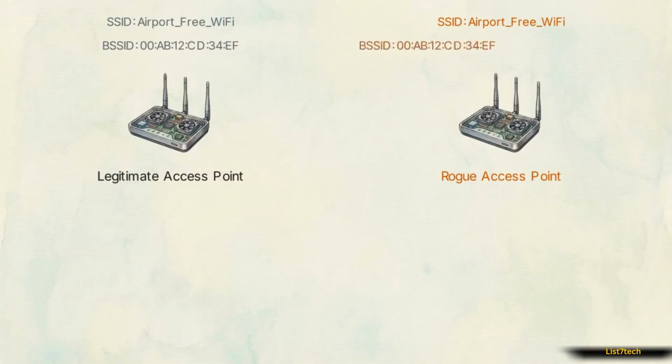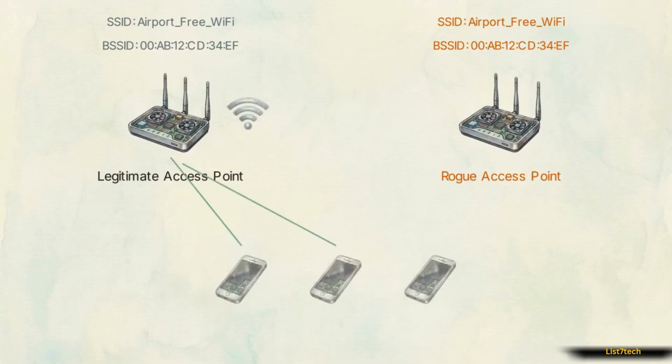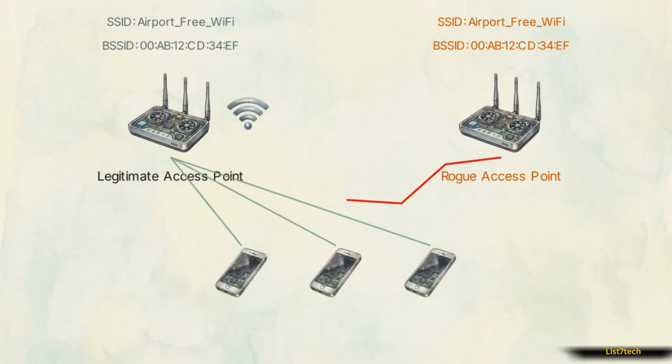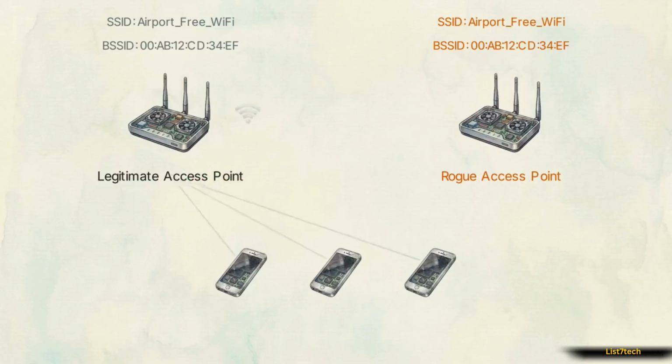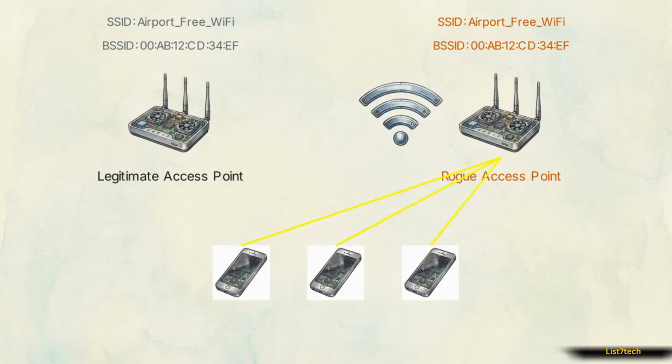To bypass basic security filters, they also clone the BSSID, the unique hardware MAC address of the legitimate access point. Next is the luring phase. The attacker injects forged deauthentication packets into the air. This forces legitimate clients to disconnect from the real network. The client devices immediately hunt for a replacement and automatically connect to the rogue node, broadcasting the strongest signal.